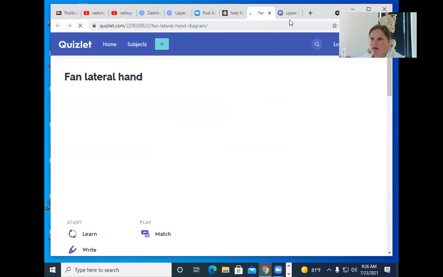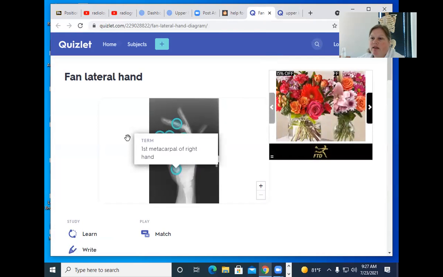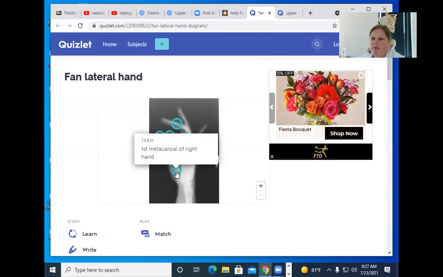And lateral. So I think I went to the same one. So on the lateral, the fingers are fanned out and the metacarpals themselves are overlapping each other.